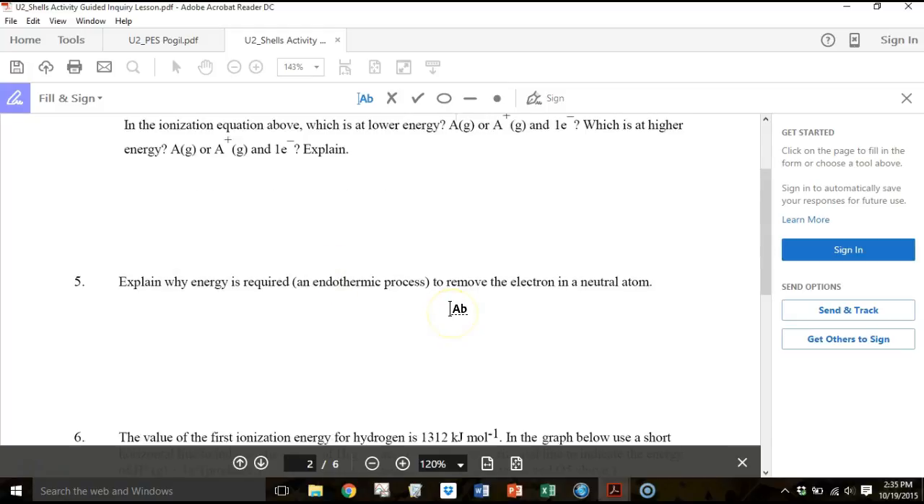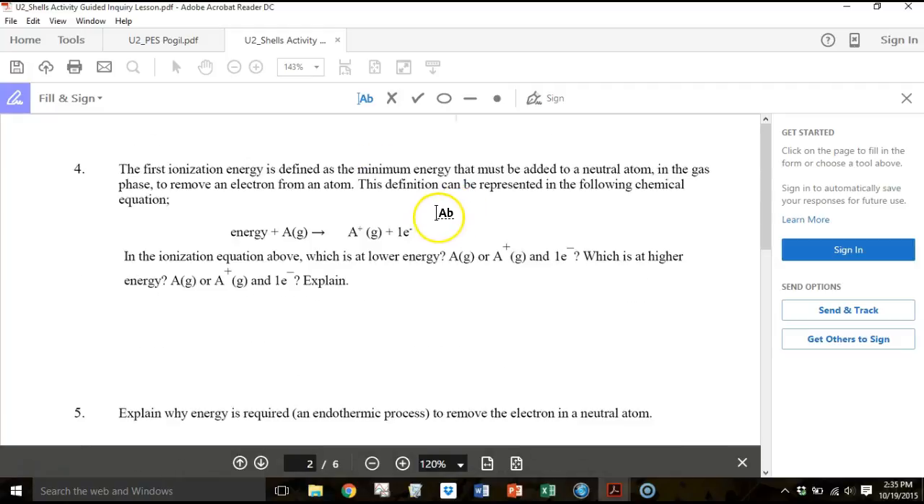So when I look down to, well, it's an endothermic process, right? We see the energy term on the reactant side. It takes energy. Energy has to be input in order to make an electron be separated from its atom and form the ion.